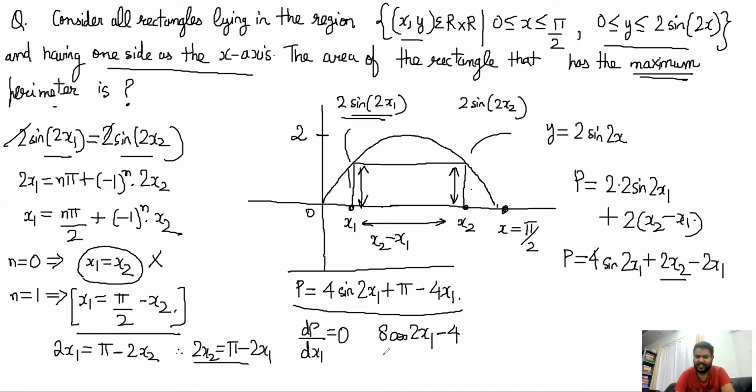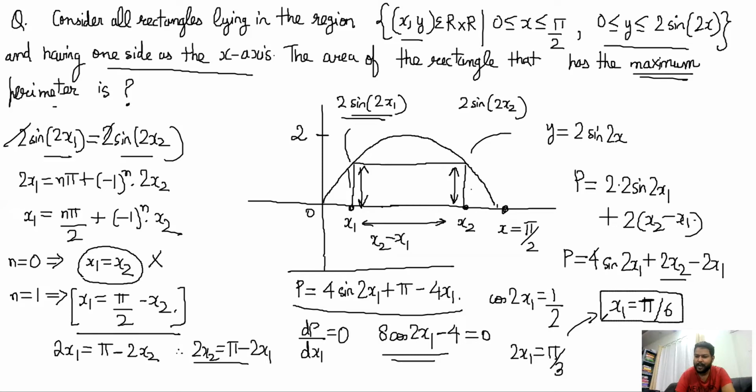So that just tells you that this dP by dx1 must be 0. So cos 2x1 must be half. That means 2x1 must be equal to pi by 3, and that implies that x1 is equal to pi by 6 or 30 degrees. That is the condition that we are getting for this to be maximum.